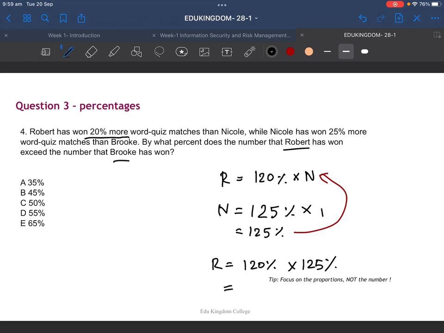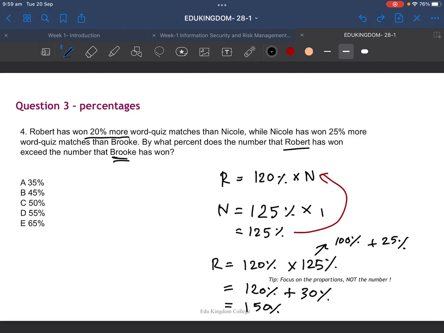Let's calculate that. 125% of 120, remember it's going to be 120% plus, because this is divided into 100% plus 25%. So 100% of 120% is 120%. What's 25% of 120%? That's a quarter, right? A quarter of 120 is 30%. So we get 150%. So this shows that Robert has won more than Brooke by not 150%, but actually 50%.